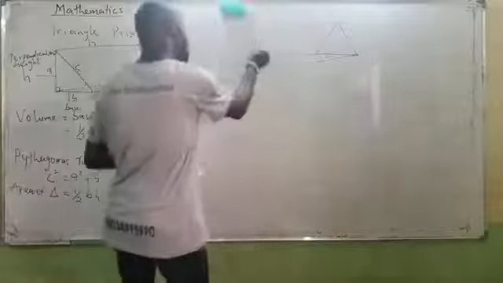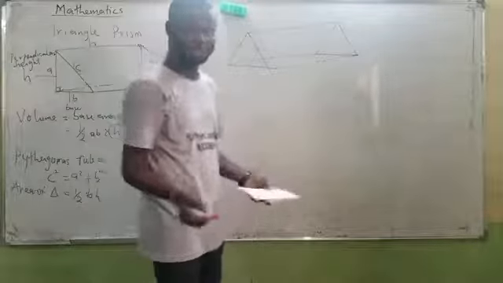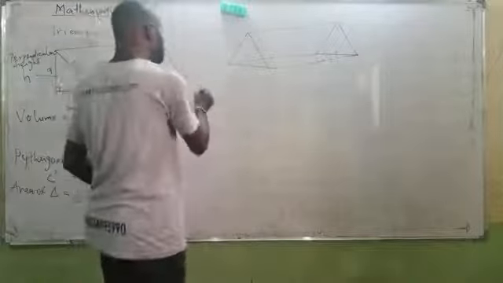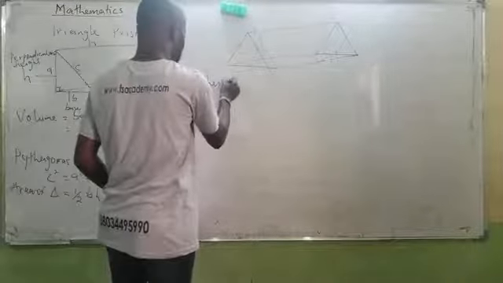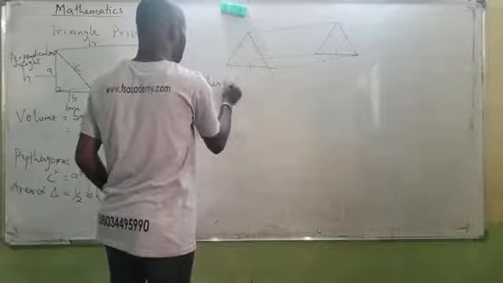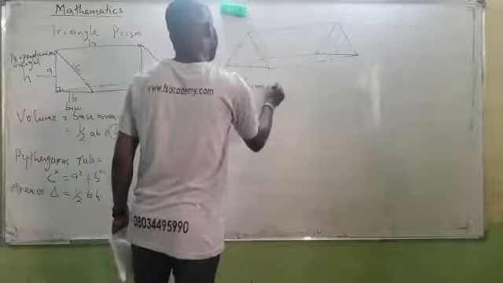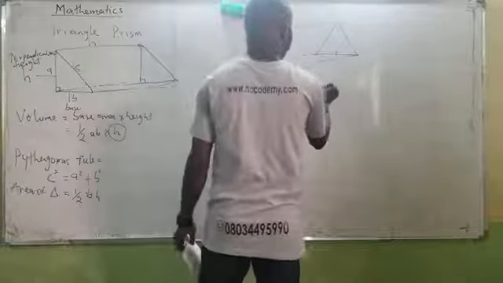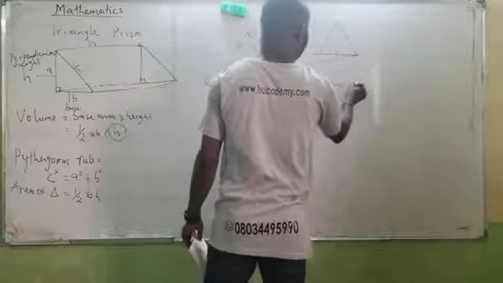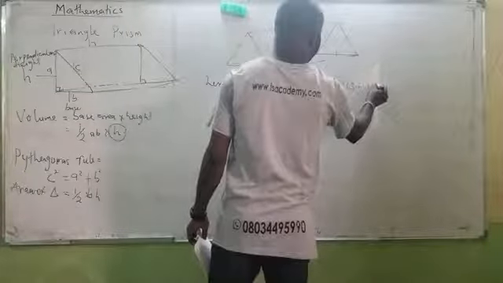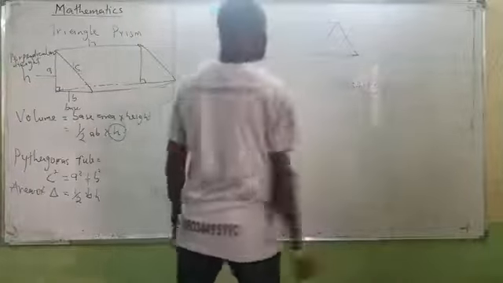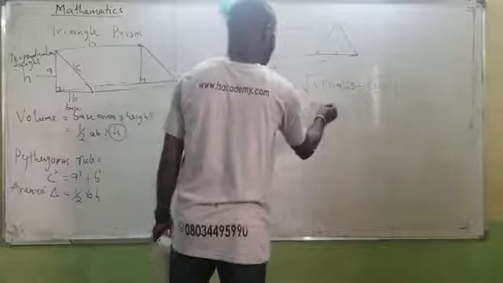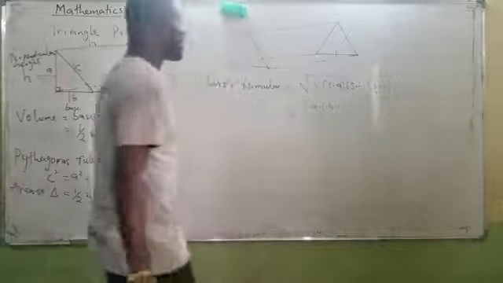Equilateral. This is equilateral triangles. You know what equilateral triangles is. Now, you just run to what? Heron's formula, which says that Heron's formula states that the area is root of s bracket of s minus a, s minus b, and s minus c, where s equals half of a plus b plus c. That is my Heron's formula.